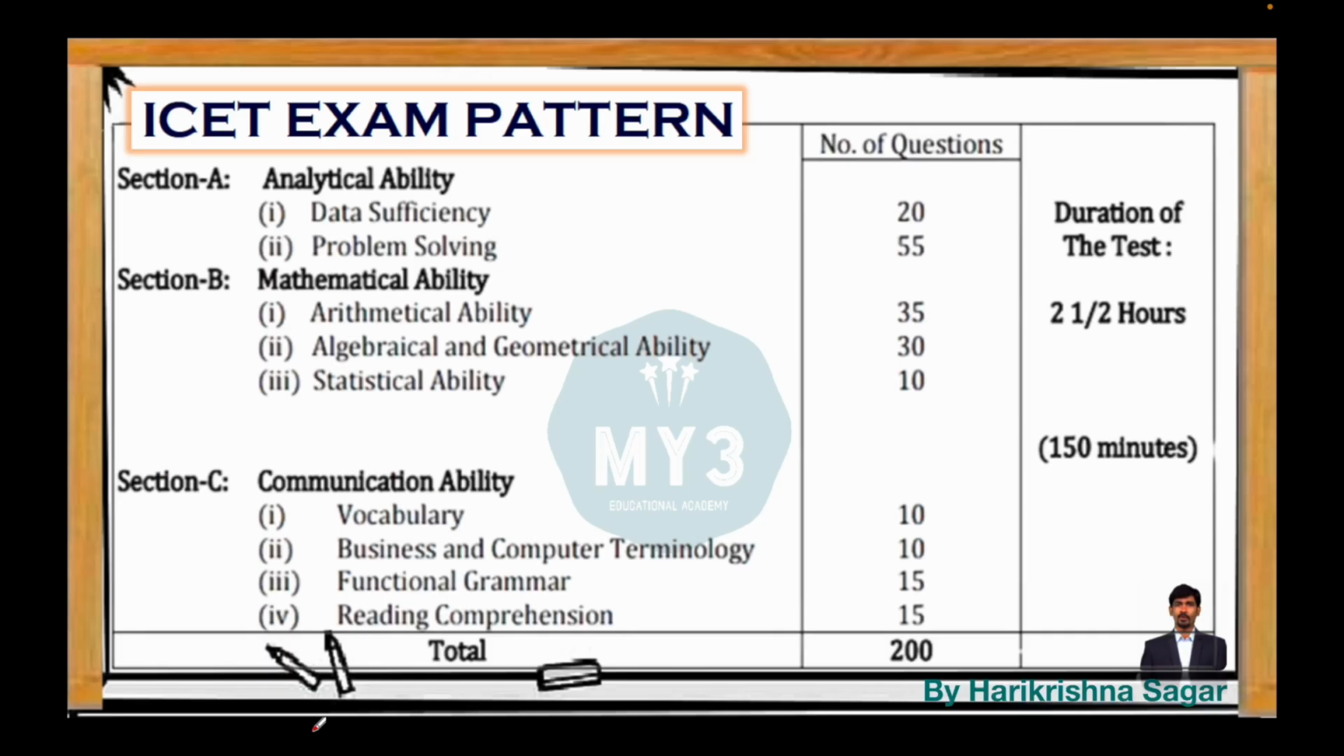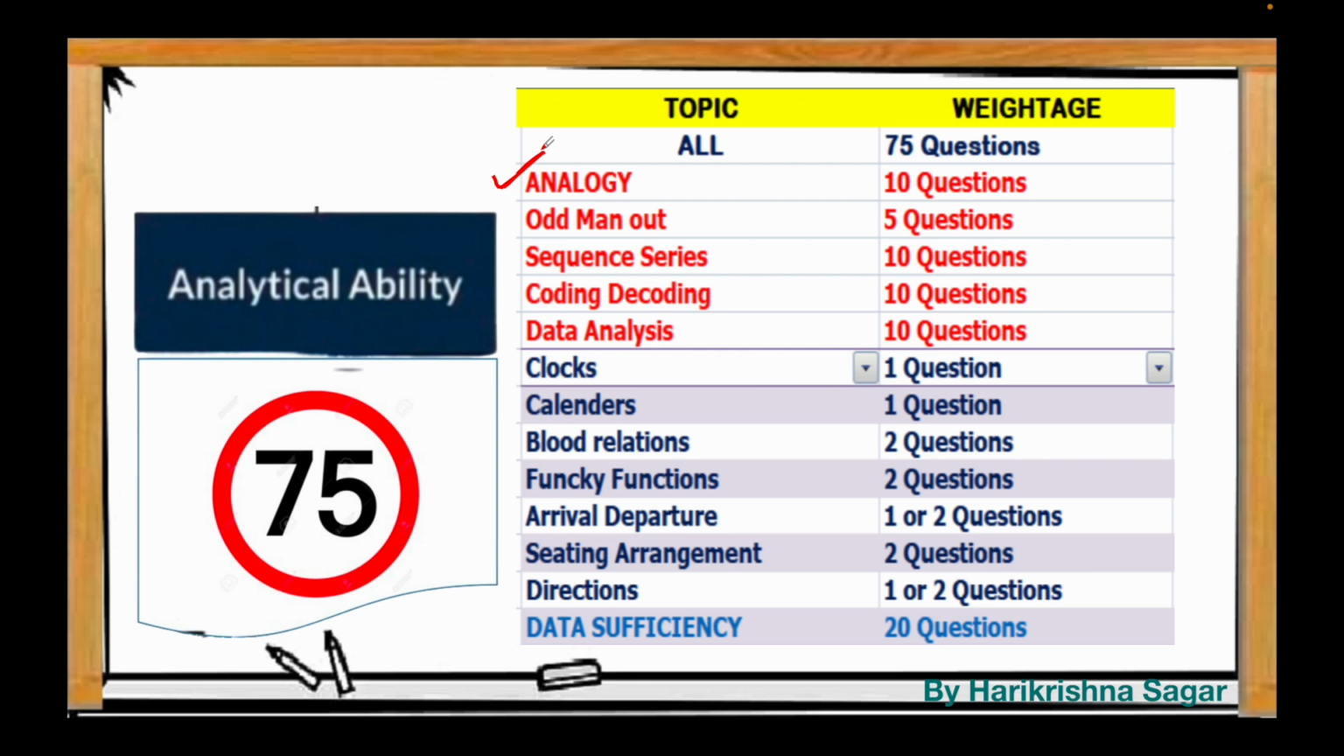So let's start with the ICET examination pattern. In the ICET examination, overall we'll be seeing 200 questions. Out of 200 questions, 75 questions are given from analytical ability. So we'll be starting with this session. In our series, we are going to start with the problem solving module in the analytical ability. In the problem solving module, we have 55 questions. Out of these 55 questions, 10 questions are given from the analogy module. So these are all 55 questions, plus 20 questions of data sufficiency.